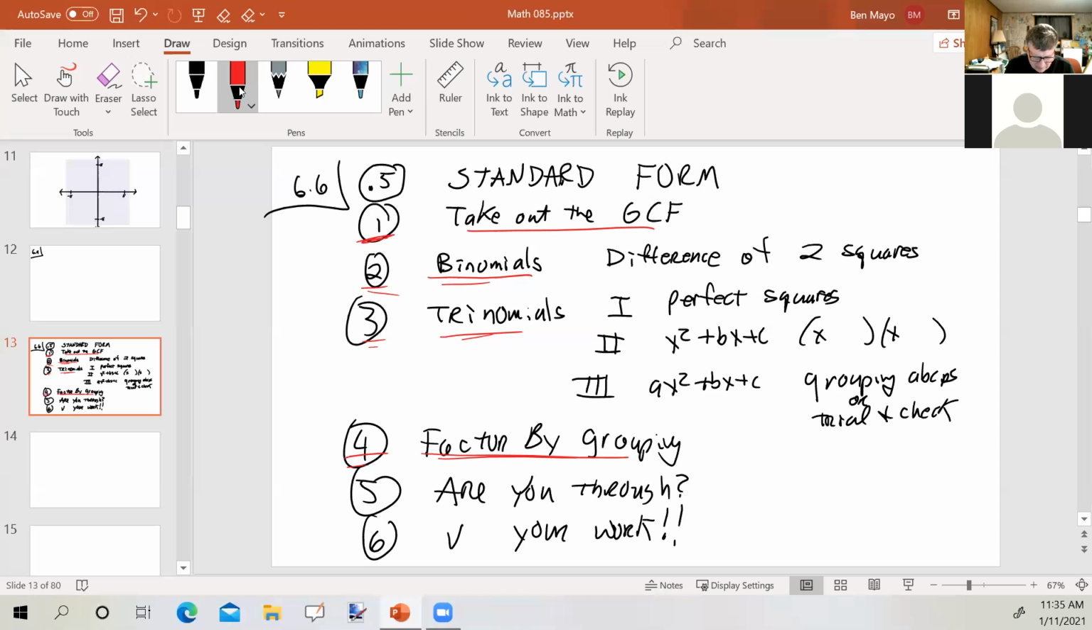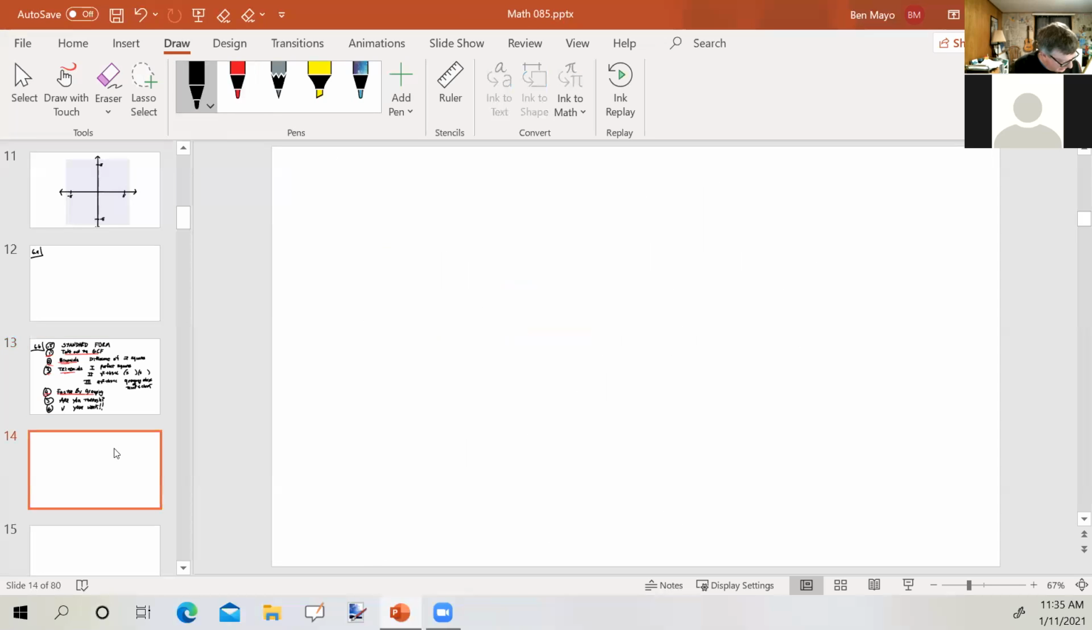All right, let's take a look at a problem. 8m squared n cubed minus 24m n to the 4th.